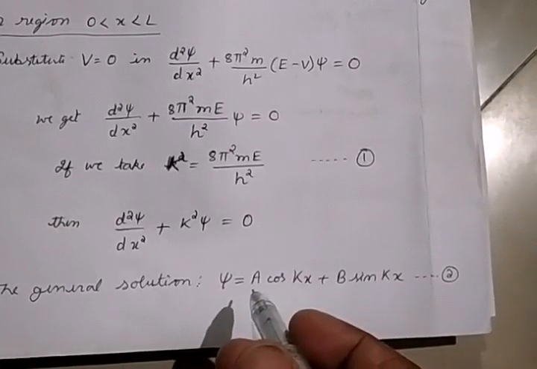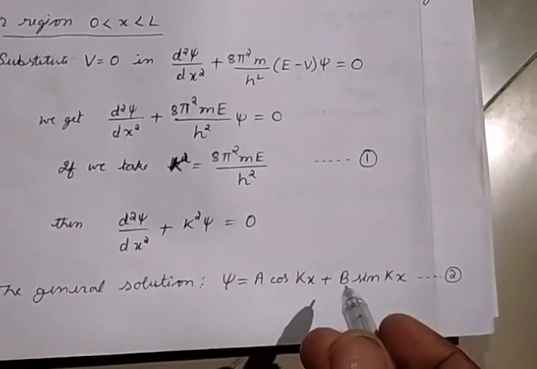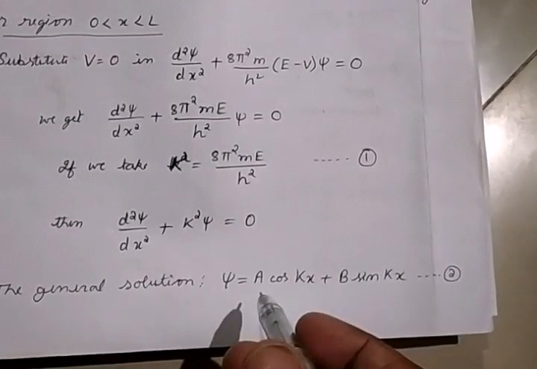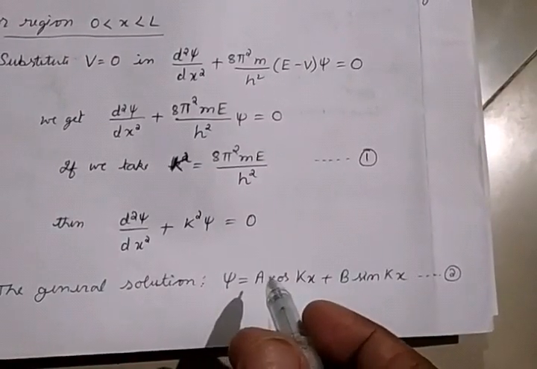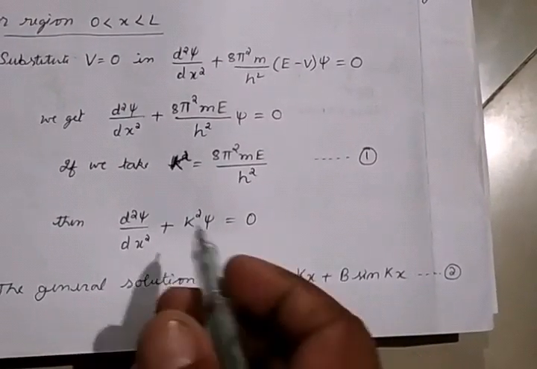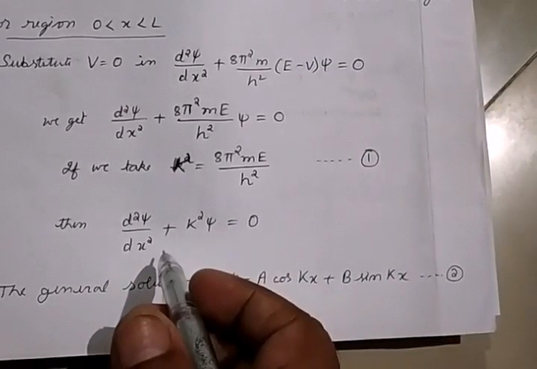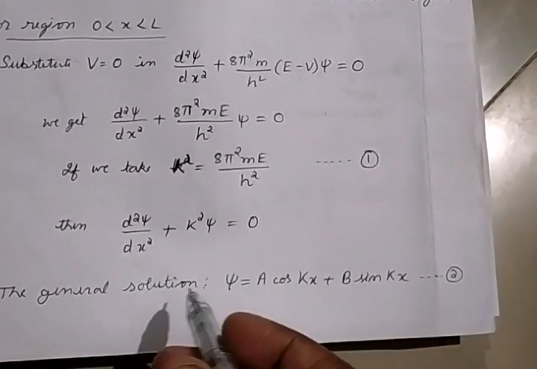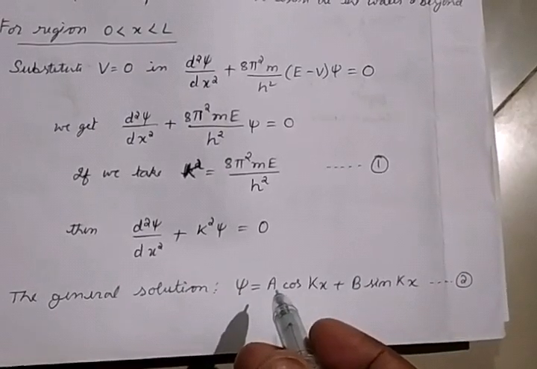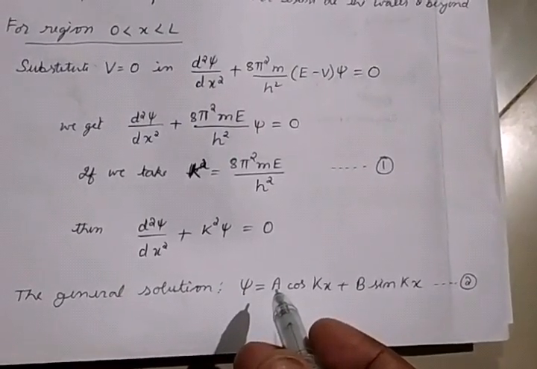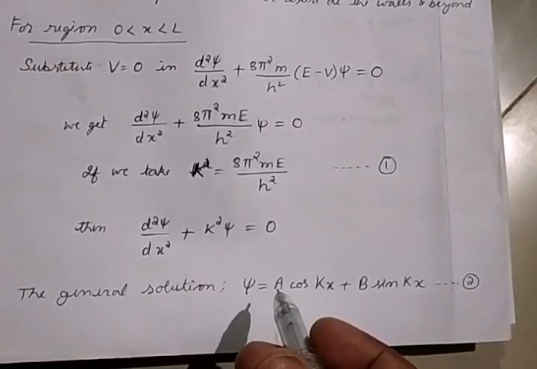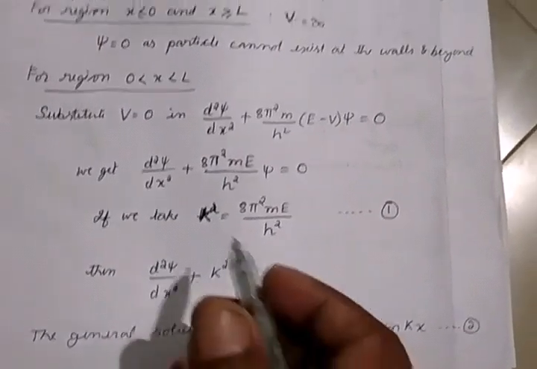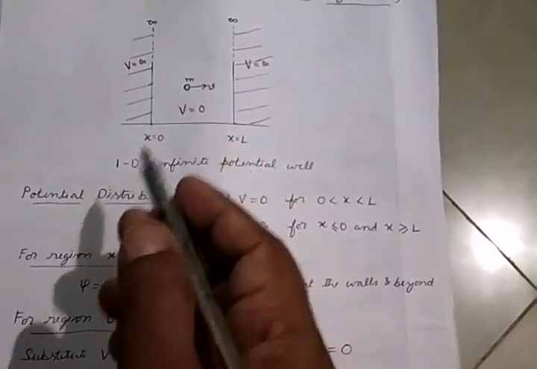These are arbitrary constants. Arbitrary means they can take any value and yet this function will be a solution of this second order differential equation. That's why it's called the general solution. So we have to get a particular solution from this. For that we have to apply the boundary conditions related to the given physical problem.